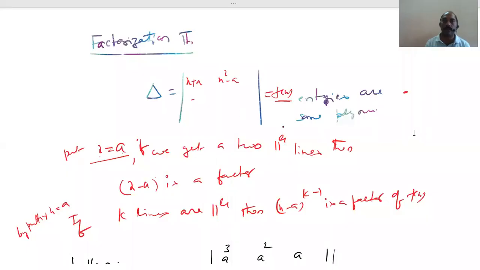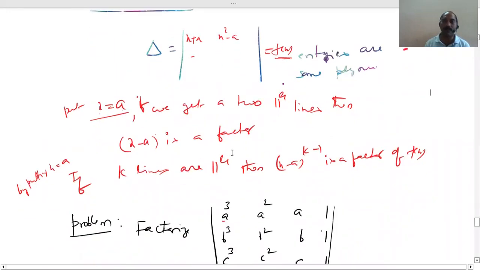Put x equal to a in the determinant. Here x plus a something is there. Put x equal to a. If we get any two parallel lines, then x minus a is a factor. Suppose you get three parallel lines, three the same, either rows or columns, then x minus a whole square. If k lines are parallel, meaning they have identical values, then x minus a whole power k minus 1.